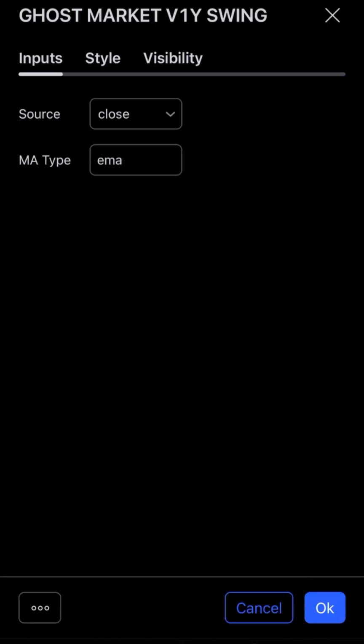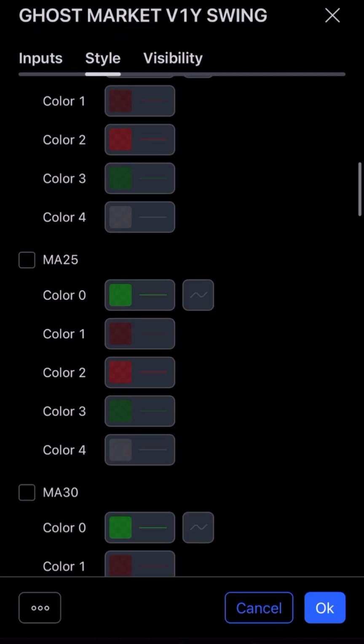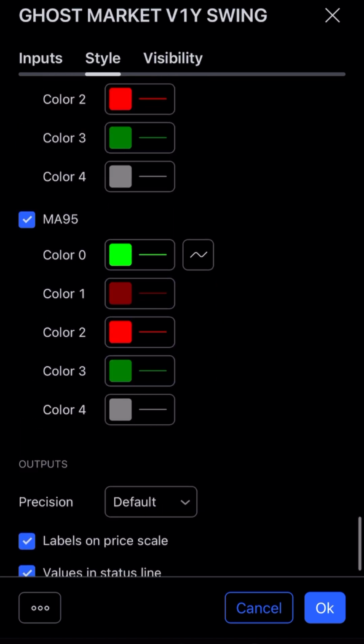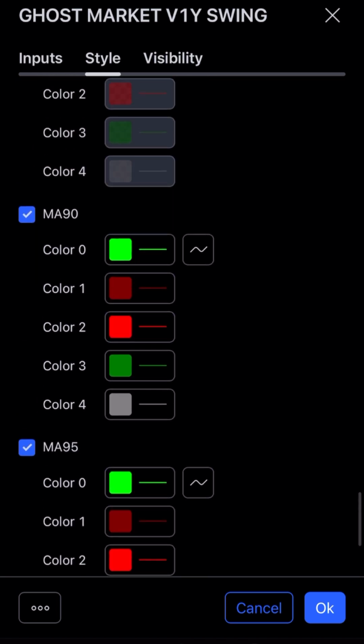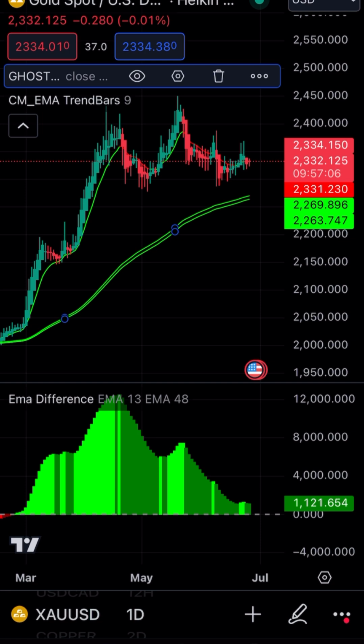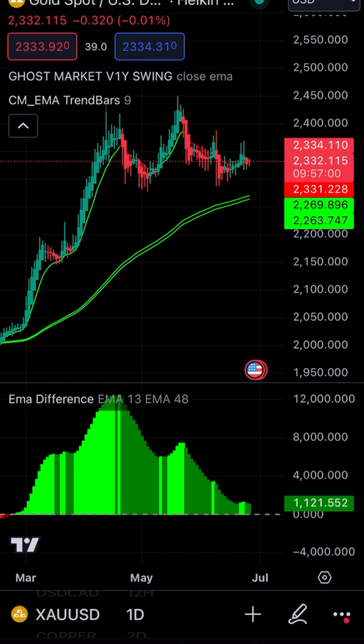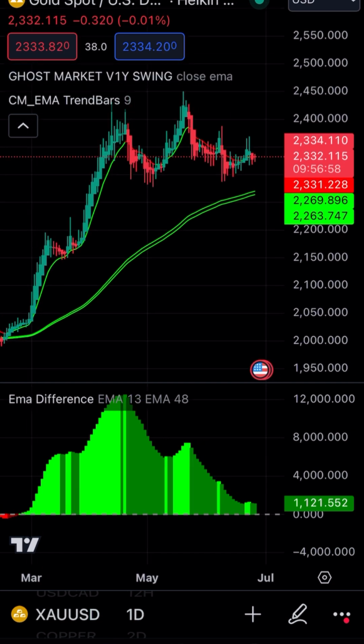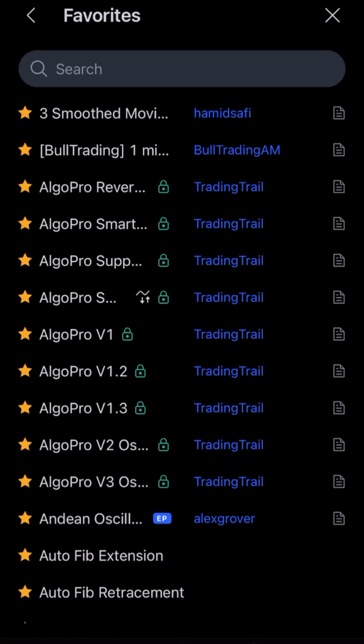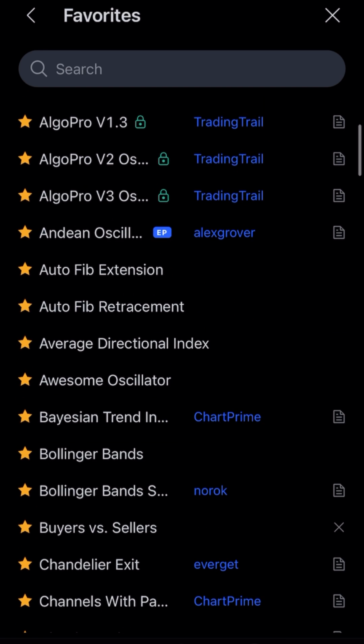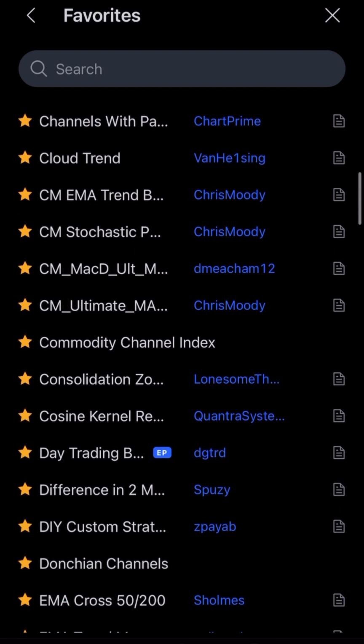I do it with the Ghost Market Pro, which is a paid indicator. So I put the Ghost Market Pro swing on here, and I just uncheck all this, except for the 90-95, and then I have the 9 loaded here. So that's the way I do it. I do it because I have the paid indicator and it's less space. But you know, for this you would have to have the Ghost Market Pro. It's not required.